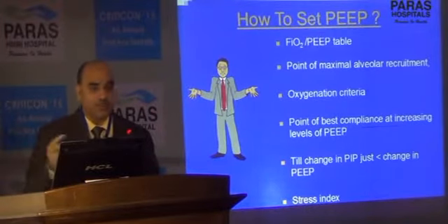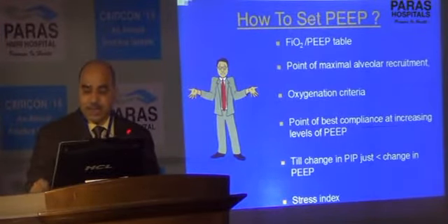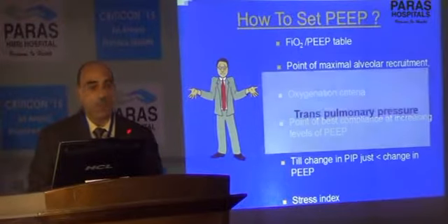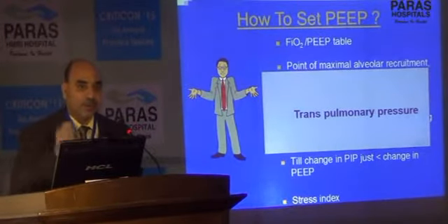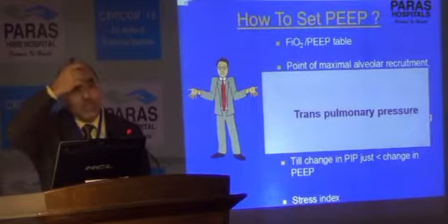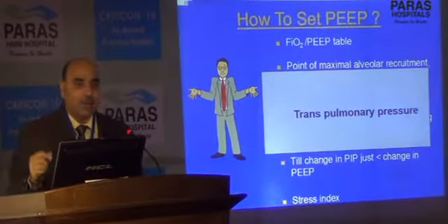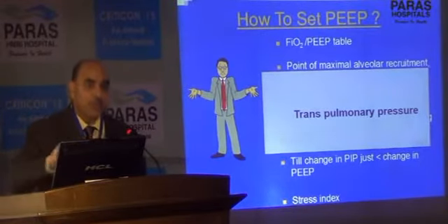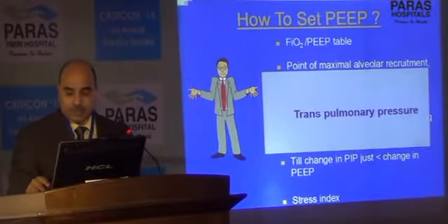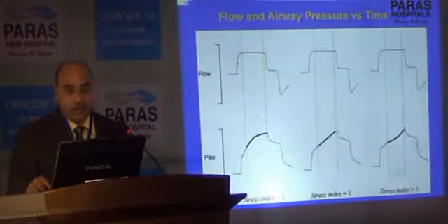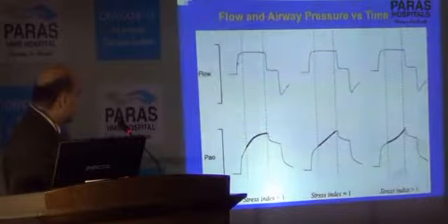Nowadays, people have used different criteria also. In advanced centers, people are using transpulmonary pressure. So you put in esophageal pressure monitoring, you measure it, and you choose the PEEP according to the transpulmonary pressure. That has helped sometimes. And this is the stress index that can also be used.